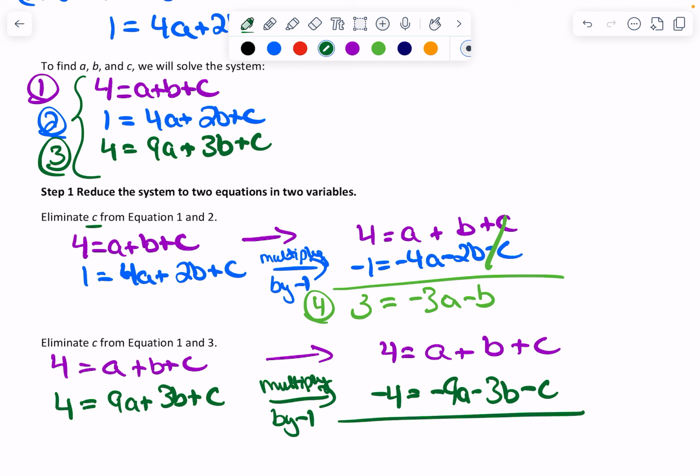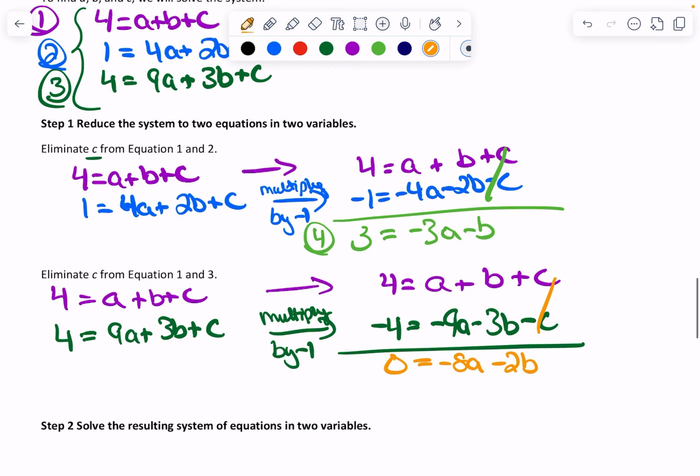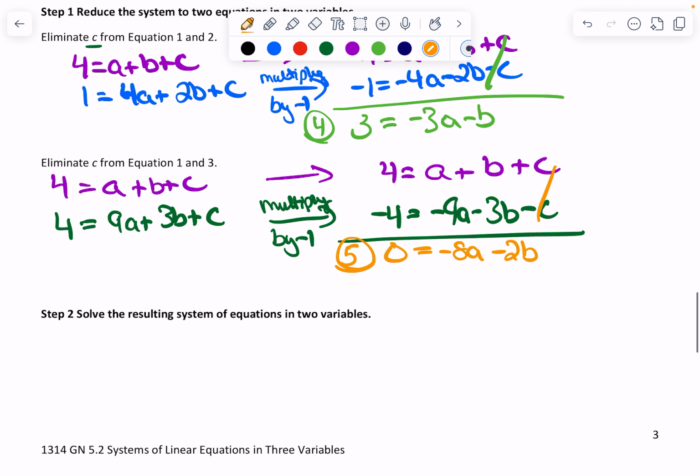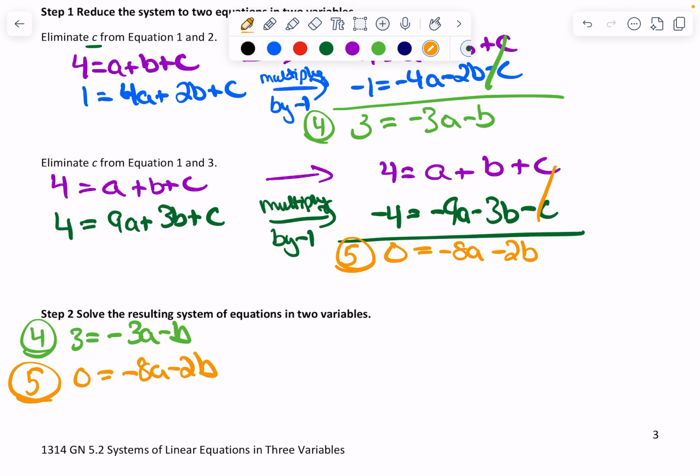4 minus 4 is 0. A minus 9a is -8a. B minus 3b is minus 2b, and the c's cancel each other out, and there is our equation number 5. Okay, step 2 is to solve the resulting system of equations in two variables. So our equation 4 is 3 equals -3a minus b, and our equation 5 is 0 equals -8a minus 2b.